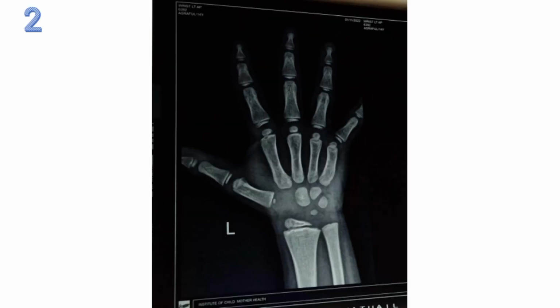X-ray of wrist joint may be given with or without age. You may be asked to find out bony age. As we know, fourth carpal bone appears between 3 to 4 years, and fifth carpal bone appears between 4 to 5 years.